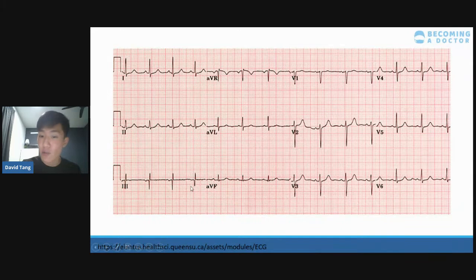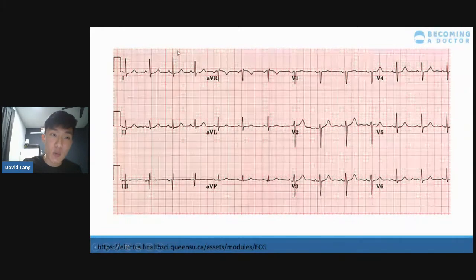And you can see that the rhythm is regular and the axis is interpreted by the highest positive deflection. So this is a positive deflection and this is a negative deflection. So lead 3 has negative deflection, positive deflection. If you see the tallest ECG positive deflection, it is actually shown here in lead 1.